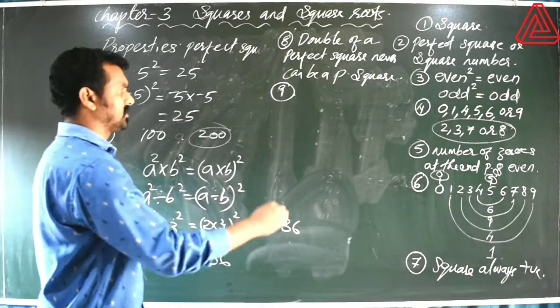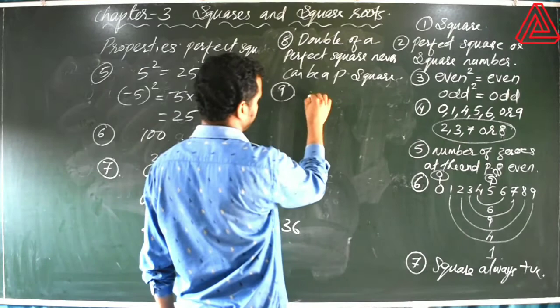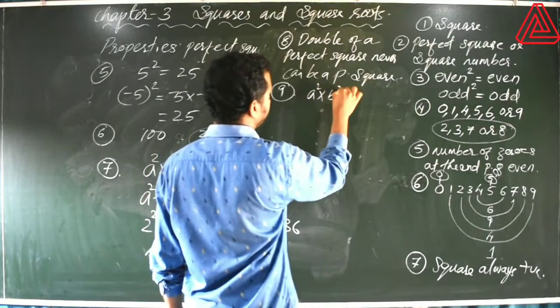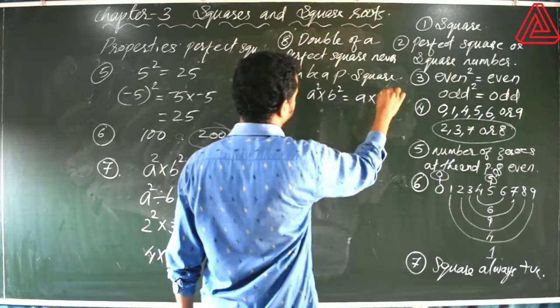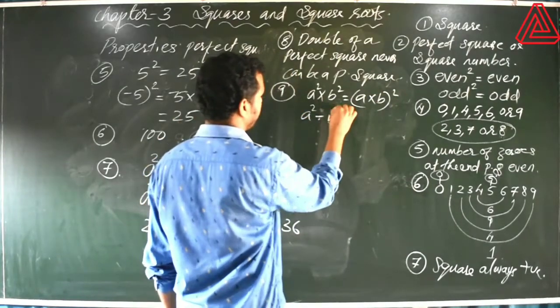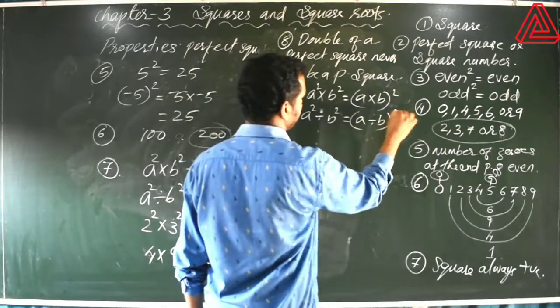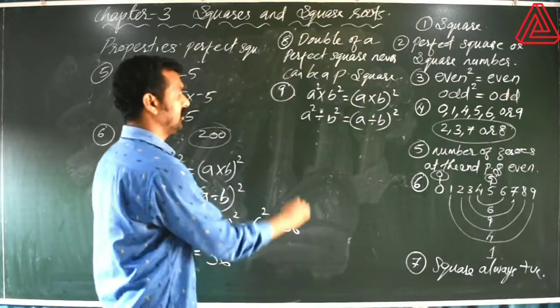So squares always follow the laws of exponents, that is a square into b square is equal to a into b the whole square. Then a square divided by b square is equal to a divided by b the whole square. Now next one.